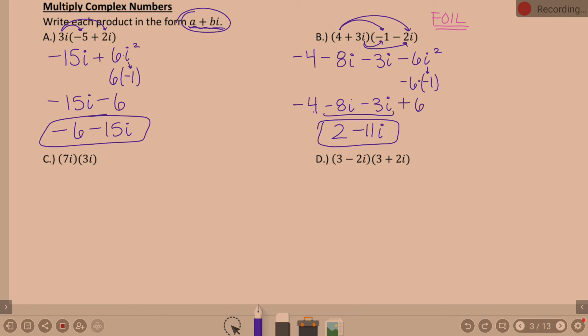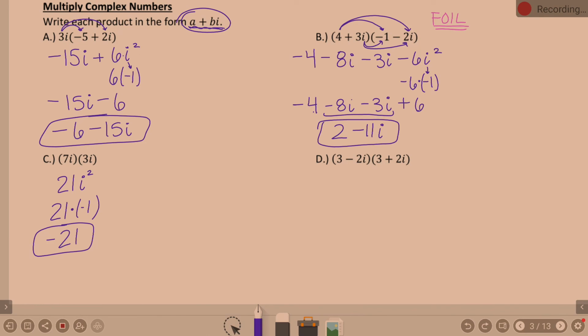7 times 3 is 21. i times i makes it i squared. You're not going to leave it as i squared, though, are you? What is i squared? -1. So 21i squared is really 21 times -1, or in other words, -21. I'm fine with this. I think you're okay with an answer like that.